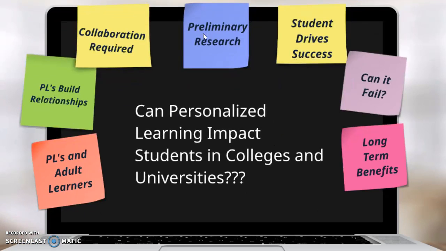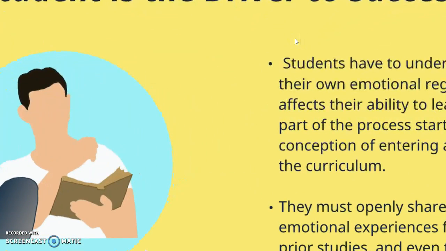So now that we've had some of that research, let's take a look at how the student can drive the success of a personalized learning environment. Students have to understand that their own emotional regulation affects their ability to learn. So if the student isn't into learning or doesn't believe in whatever they're learning, chances are the personalized learning environment may not be successful and may not work at all. They also must be open to sharing their emotional experiences from prior studies and even how their social environments interact with them, because they can affect how that student learns.